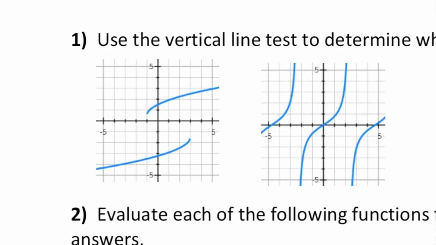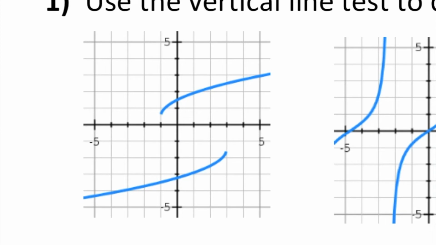Number 1 asks you to use the vertical line test to decide if each of these graphs is a function or not, and you're just going to write yes or no. In the first one, it's going to be no, because I could draw a vertical line in several places where it would touch the graph more than once.